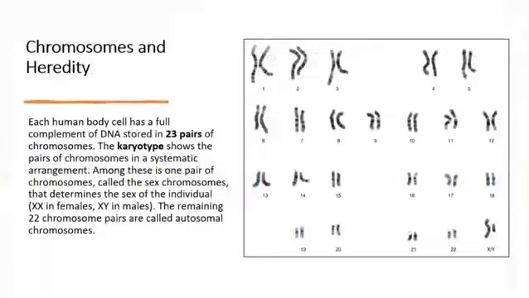The next topic is chromosomes and heredity. We get chromosomes from our parents, half from your mom, half from your dad. We said 46 chromosomes or 23 pairs. When you put together all of them, that's a karyotype. What's a karyotype? The picture of all your chromosomes, the 46 chromosomes that you have.